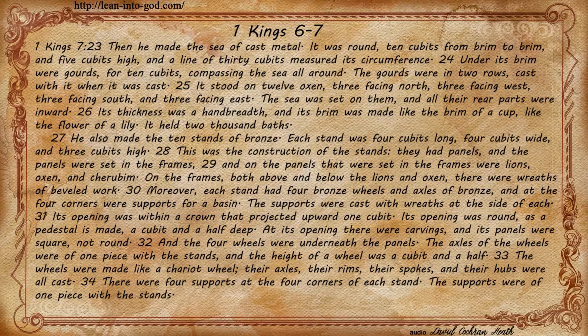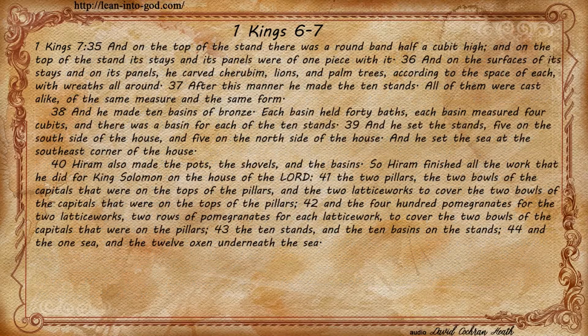The axles of the wheels were of one piece with the stands, and the height of the wheel was 1.5 cubits. The wheels were made like a chariot wheel. Their axles, their rims, their spokes, and their hubs were all cast. There were 4 supports at the 4 corners of each stand. The supports were of one piece with the stands. And on the top of the stand there was a round band 1/2 cubit high, and on the top of the stand its stays and its panels were of one piece with it.